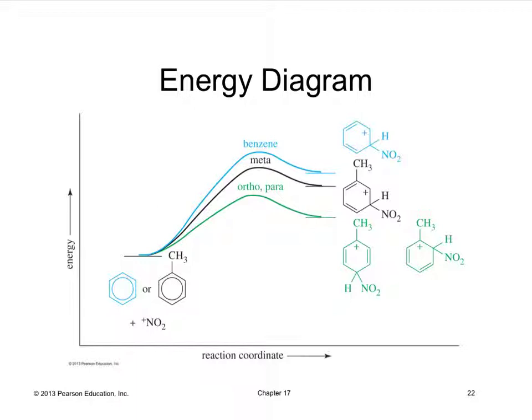If we look at the energy diagram, with benzene and toluene in the presence of the nitrating agent, the highest in energy in terms of formation of the nitro adduct is benzene, then it's followed by meta, then followed by ortho and para.